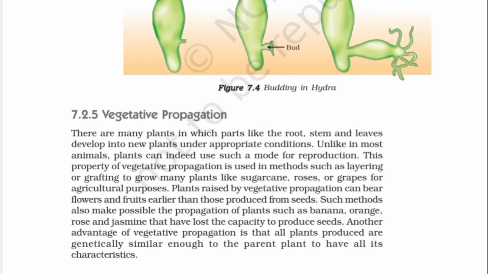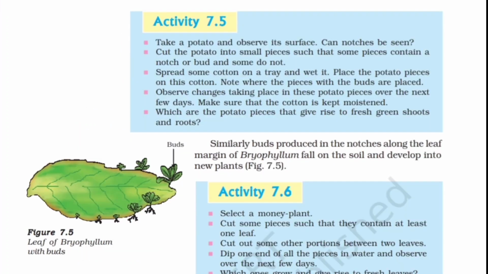Plants raised by vegetative propagation can bear flowers and fruits earlier than those produced from seeds. Such methods also make possible the propagation of plants such as banana, orange, rose and jasmine that have lost the capacity to produce seeds. Another advantage of vegetative propagation is that all plants produced are genetically similar enough to the parent plant to have all its characteristics.